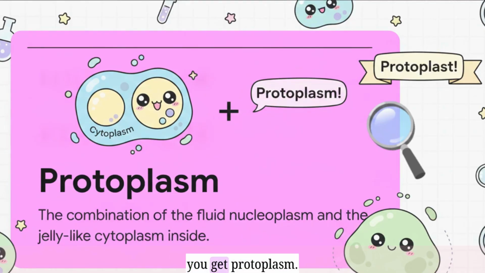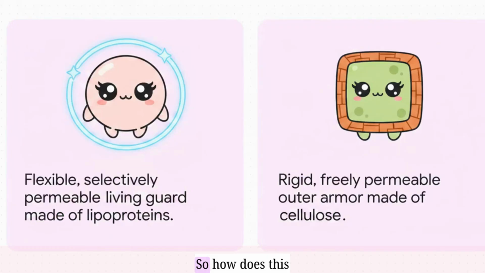Put them together, you get protoplasm. And here's a fun little fact for you. If you were to strip away the cell wall and the plasma membrane, that naked blob of life left behind is called a protoplast. So how does the cell protect its factory?